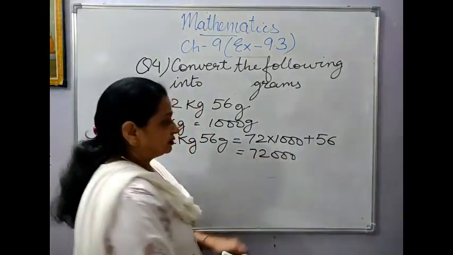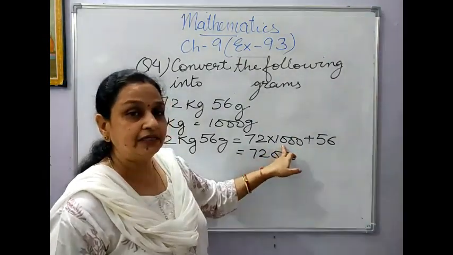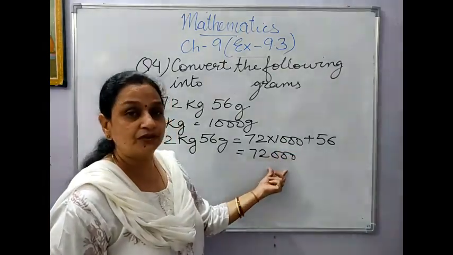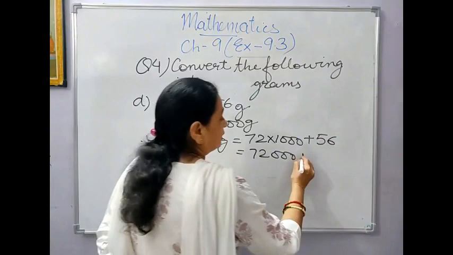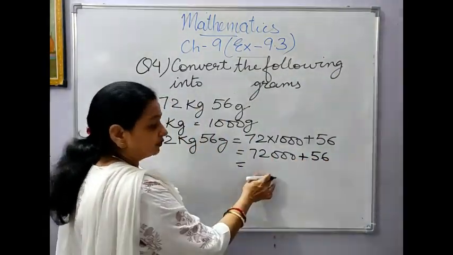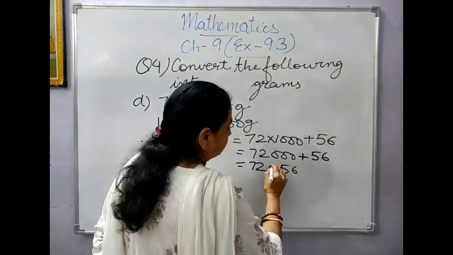72,000. You already know whenever we multiply any number having the digit 0, we simply write the number and we put down the zeros, number of 0. There are 3 zeros, so we are writing 3 zeros plus 56. If it is easier for you to add over here, you can write down over here, otherwise you add it in the rough.